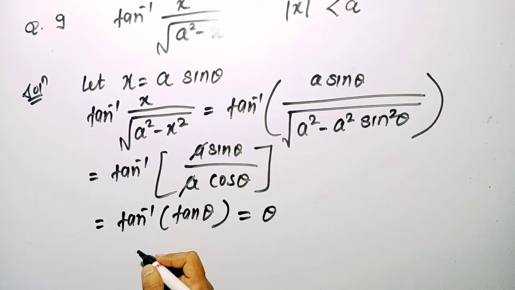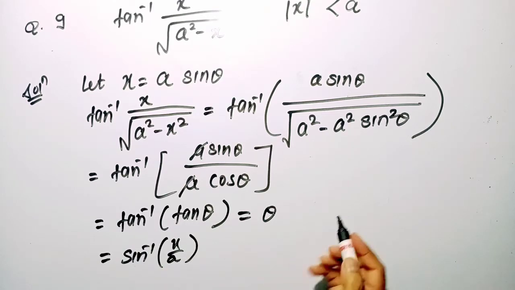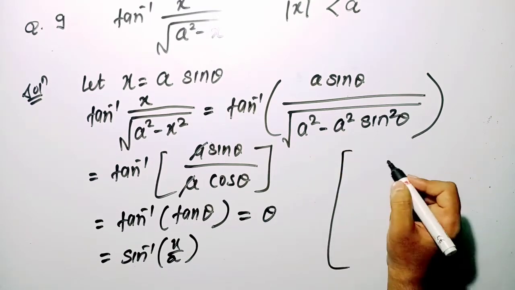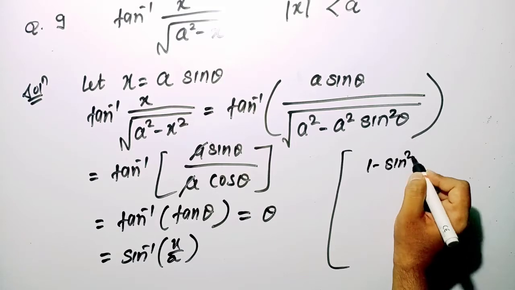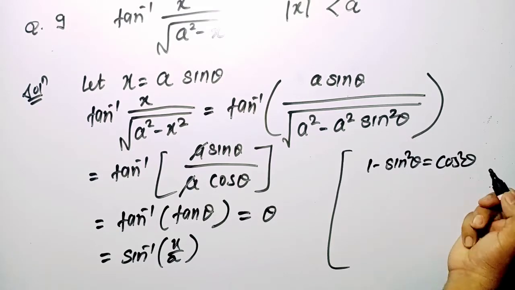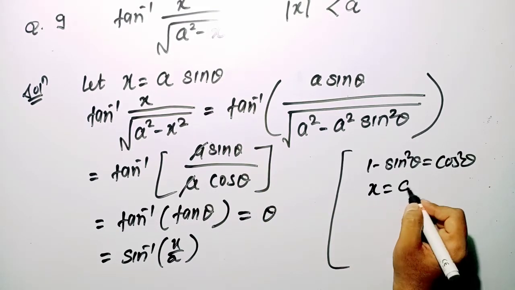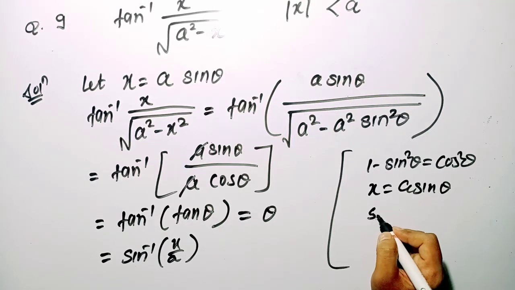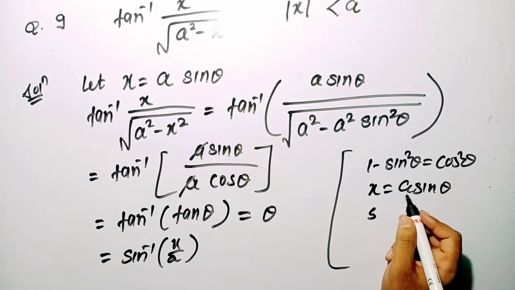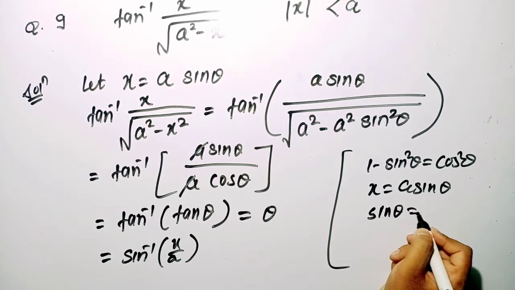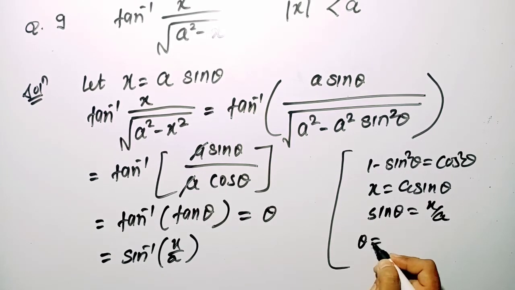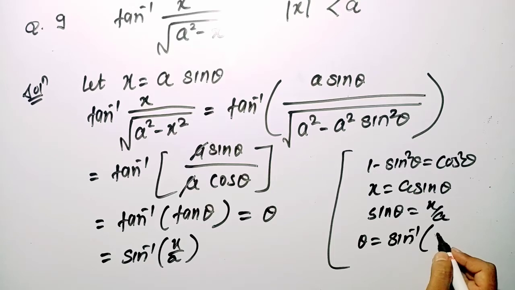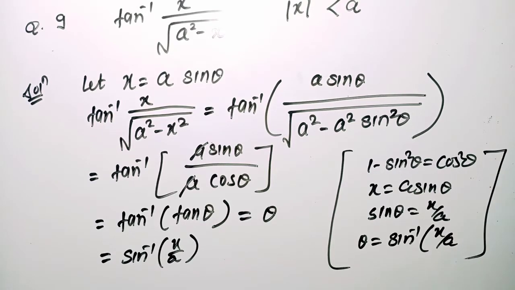So what have we considered for the theta value? For theta we will write sin inverse x upon a, because, okay students, the formula we have applied over here is 1 minus sin square theta is equal to cos square theta. x is equal to a sin theta, so sin theta will be x upon a, so theta will be sin inverse x upon a. Okay students, in this way we can solve these types of questions.